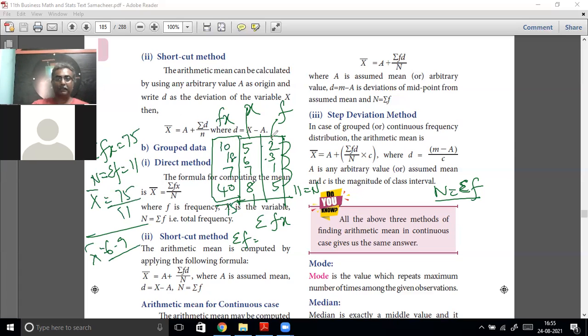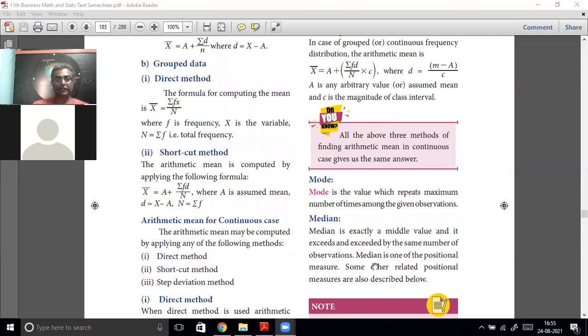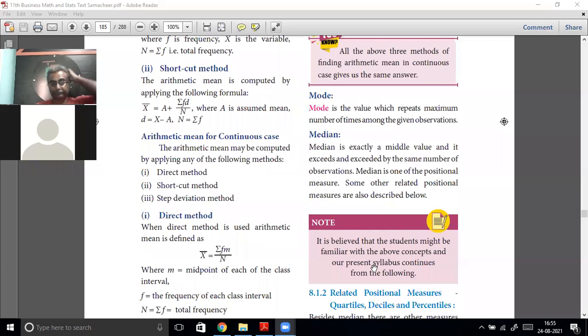Okay, group data indirect method. Now you have group data shortcut method again. You are all revising. You are not learning anything. Everything was learned in 9th and 10th standard. Again, you take one assumed mean. Okay, what was the data that we had?